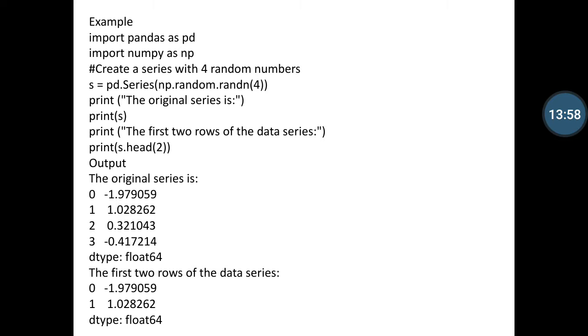You notice that the first print s returns the total number of 4 values, and when the second print s.head is executed, it returns only the first 2 values of our data that is defined in our np.random.randn series.